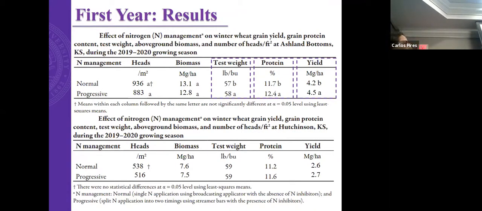And then going to the results for the first year, in the top table you see the results for Ashland Bottoms, and the table in the bottom, you see the results for Hutchinson. We don't have a whole lot of difference for the variables that we measured for Hutchinson, but for Ashland Bottoms, we actually have some interesting results here. We see difference in test weight, protein content, and also yield. So this is something that we don't find very often in literature, which is protein and yield increasing at the same time. And basically, we saw better protein and yield increase for the progressive treatments here.